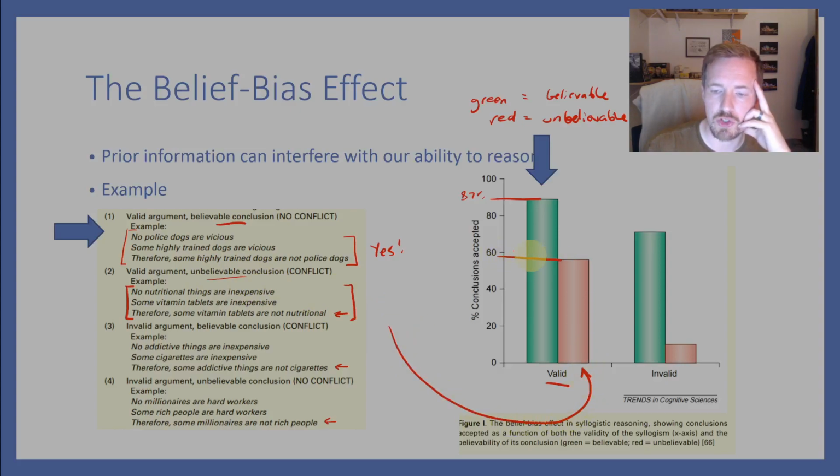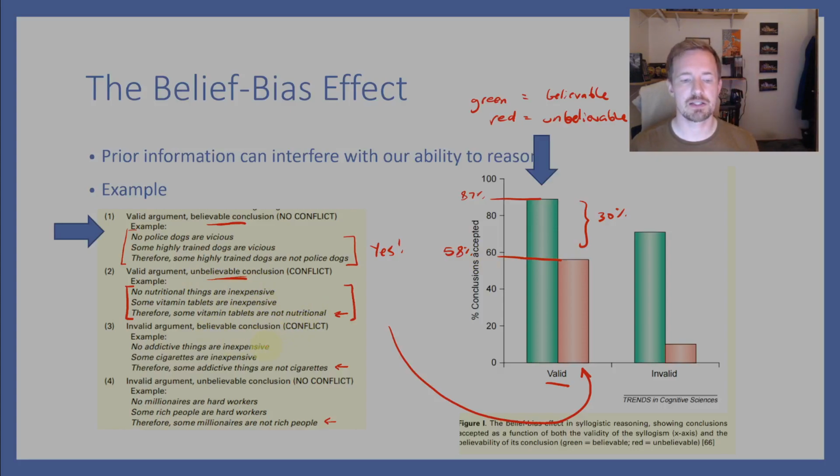We move down to below, this is what, 58% or so? So almost a 30% jump just because we look at a believable conclusion versus an unbelievable conclusion. And that's the belief bias effect. Whenever you have a piece of evidence where the ending conclusion confirms your beliefs, you're more likely to say that the entire logical argument was logically sound and correct and accurate.